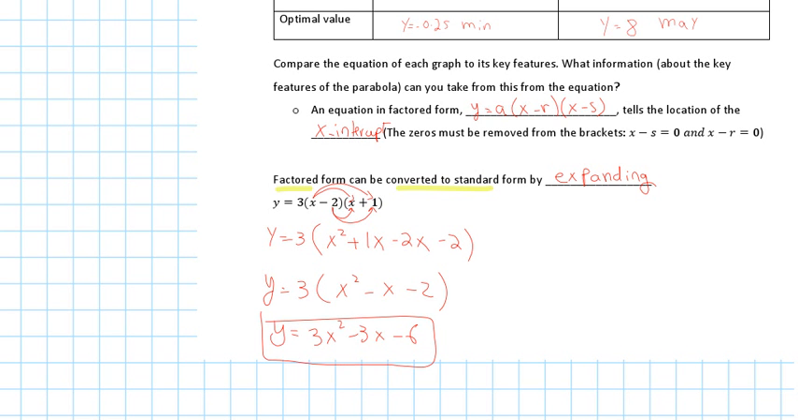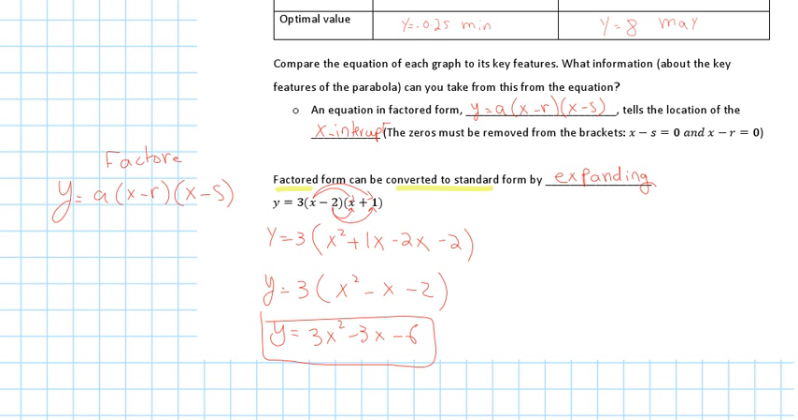When you look at this, does it look like this, but with numbers? Oh yeah, it does. A is 3, R is 2, S is negative 1. Negative and negative gives me positive. What do we call this form? Factored.